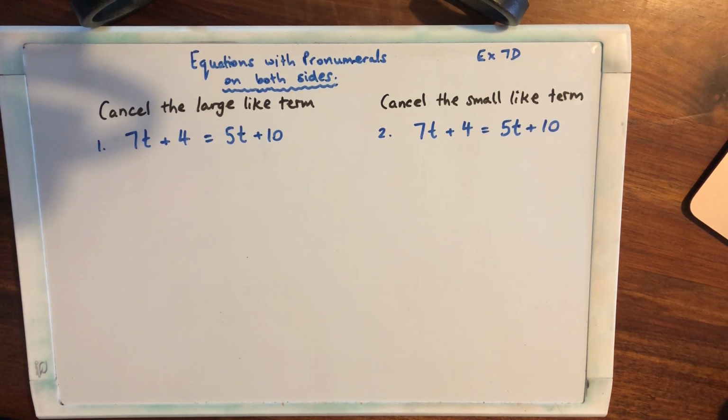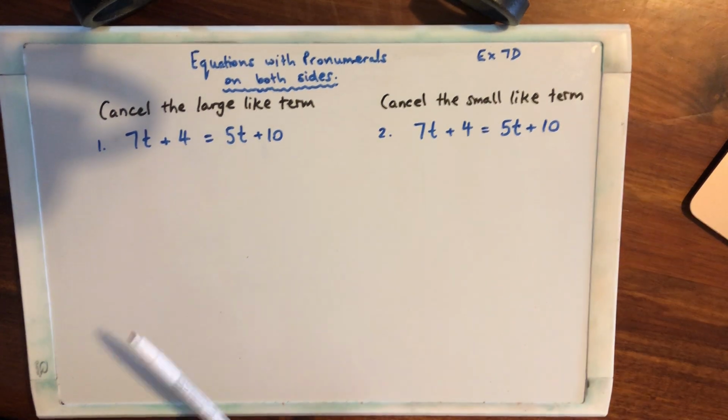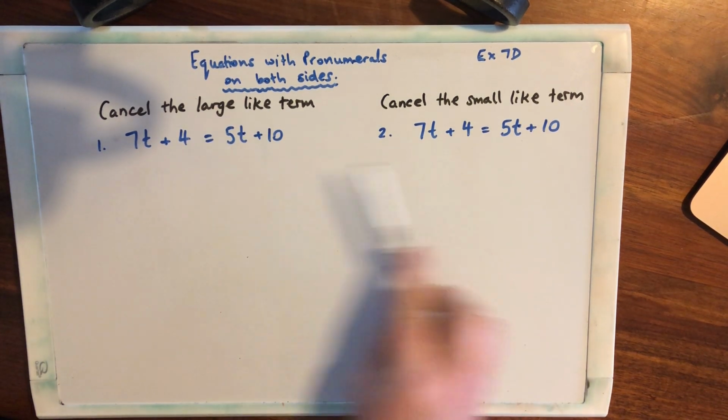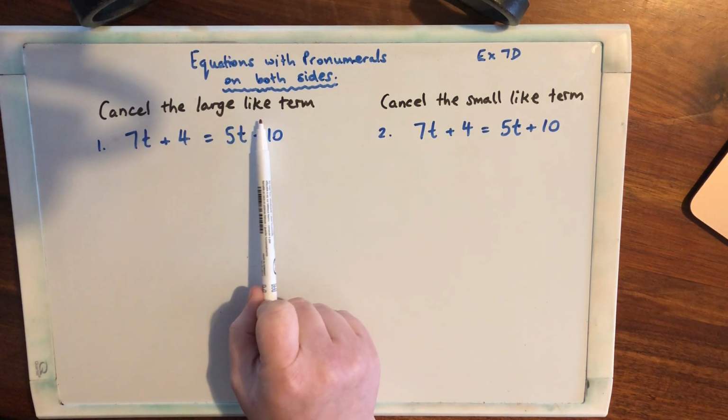So I'm going to show you the two different ways you could do it, and then I'm going to tell you which way I prefer. Okay, so we have the same equation here on both sides. We've got 7t plus 4 equals 5t plus 10 on both of these. I'm going to give you two different ways of doing this. The first way you could do it is to cancel the large like term.